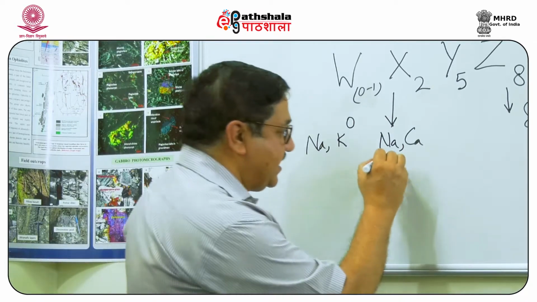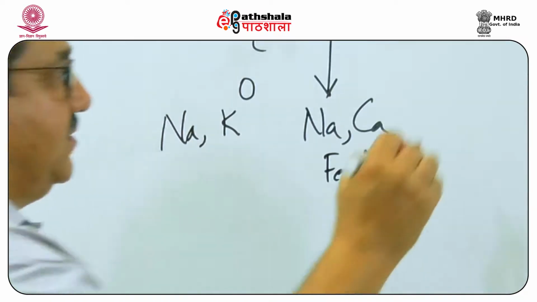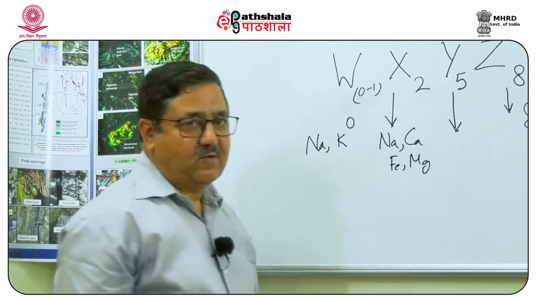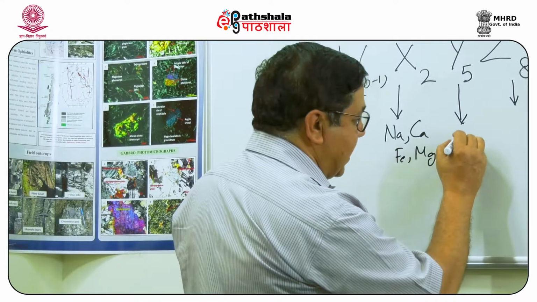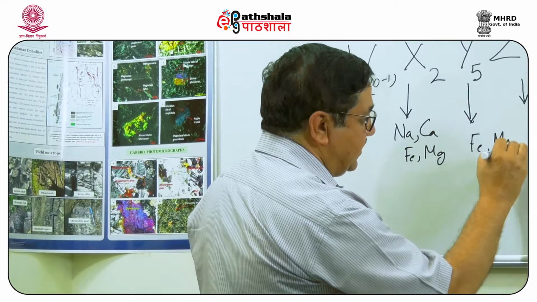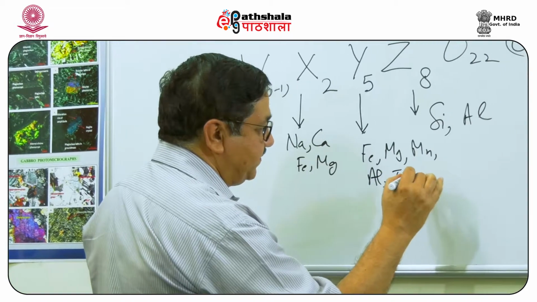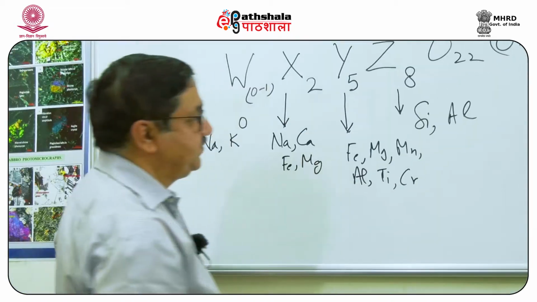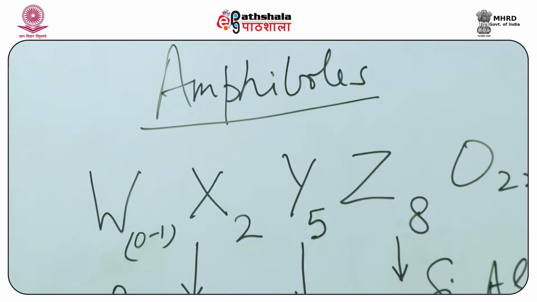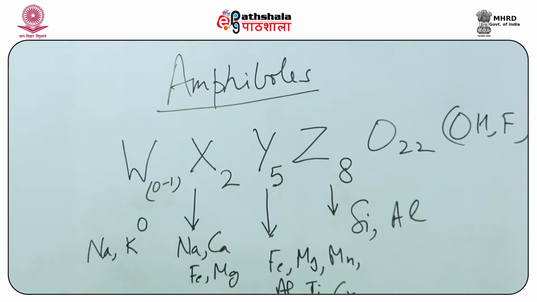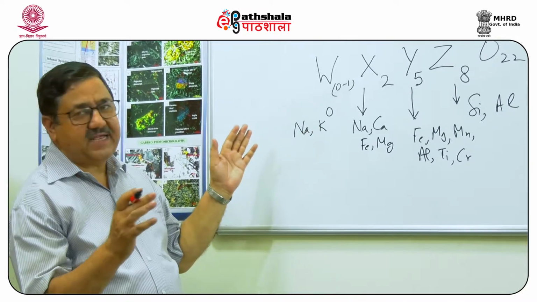Besides, iron and magnesium can also be present here. In the Y site, which is an octahedrally coordinated site, we can have iron, magnesium, manganese, aluminum, titanium and chromium. As you can see, the structure of amphibole is such that it can have a wide ranging chemistry.